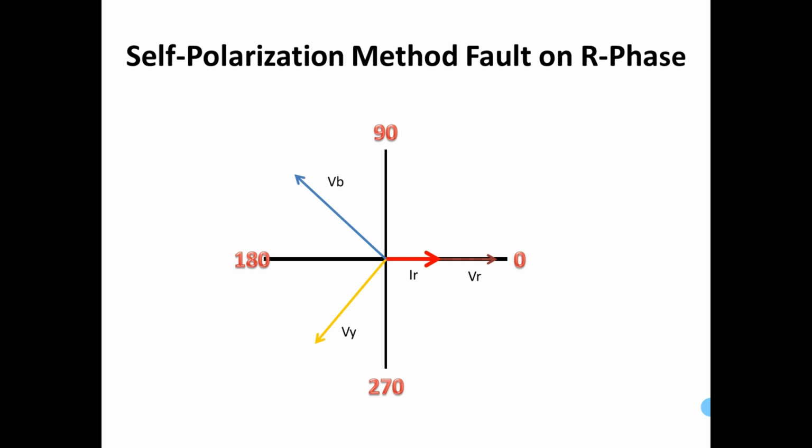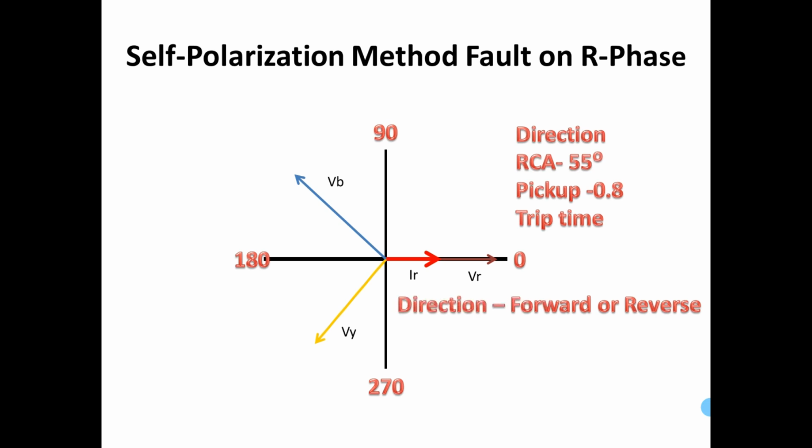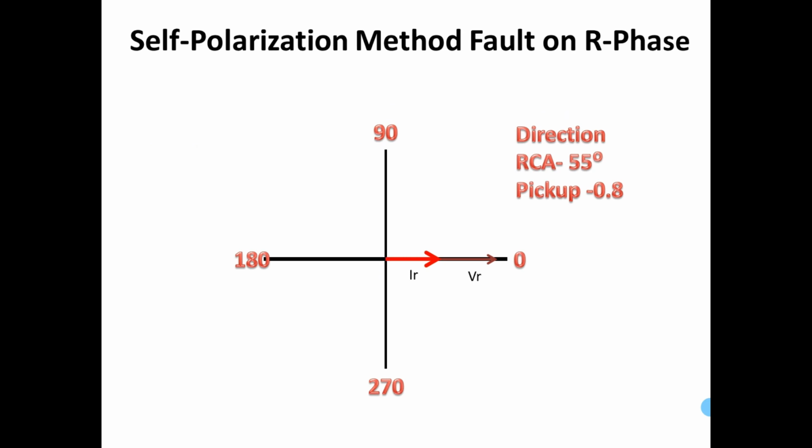Now we are going to see the relay settings. The main parameters used in a directional relay are direction, that is forward or reverse, RCA, that is relay characteristic angle, pickup current and trip time. With these parameters, if the current is above the pickup value and within the operating region, then the relay will give a trip after its time delay. The first important one is the pickup value. The fault current should be higher than the pickup value.